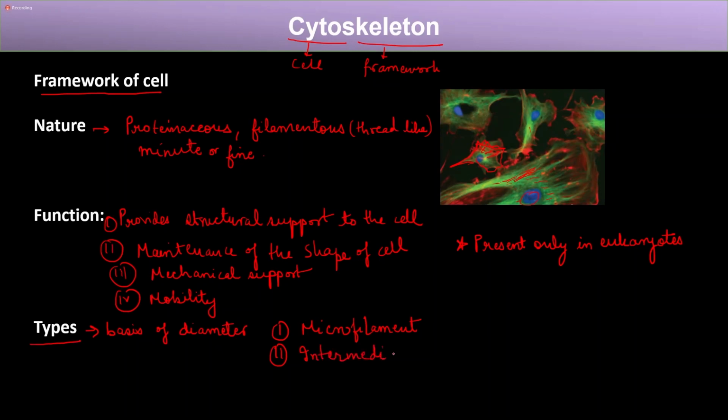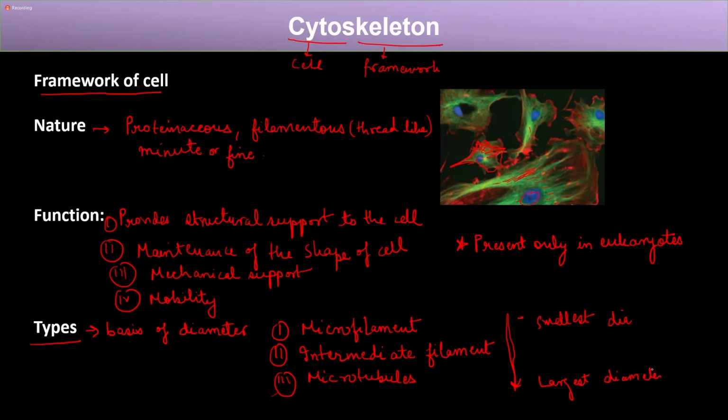As the name suggests, micro is very small. So these are microfilament. Then the second is intermediate filament, that has some intermediate size or diameter. And the third is microtubules, so it has some tubular-like structure. And this is in the increasing order of the diameter. The first one has the smallest diameter, and the last one has the largest diameter. So these are the three types of cytoskeleton.